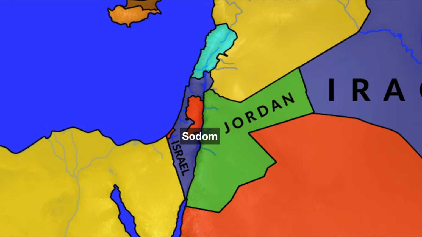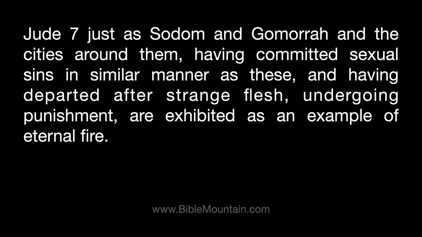Jude also made reference to Sodom. We see that in verse 7. Jude wrote, "Just as Sodom and Gomorrah and the cities around them, having committed sexual sins in similar manner as these, and having departed after strange flesh, undergoing punishment, are exhibited as an example of eternal fire."